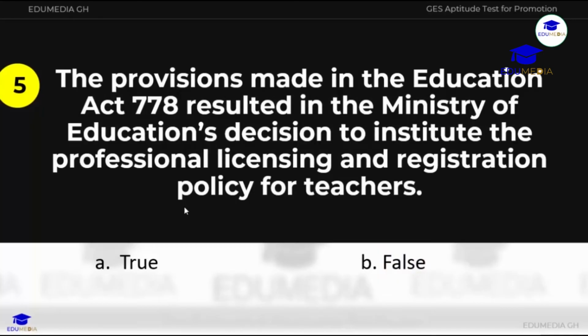Question number 5. The provisions made in the Education Act 778 resulted in the Ministry of Education's decision to institute the professional licensing and registration policy for teachers. The correct answer here is true. Now, the Education Act 778 outlines the framework for the provision of education in Ghana. It includes the roles and responsibilities of the various stakeholders such as the teachers, school administrators, and even the Ministry of Education itself. Now, the Act also lays out the standards and requirements for teacher education, certification, and professional development.